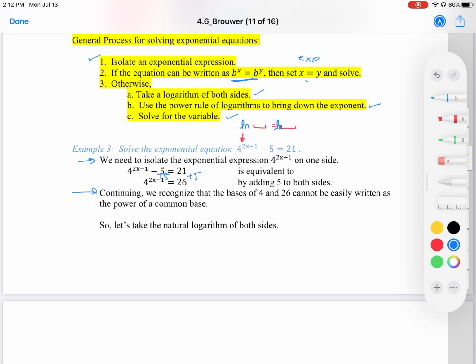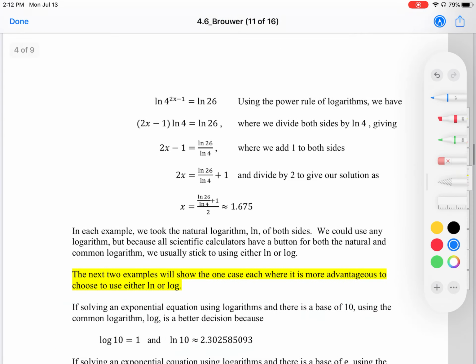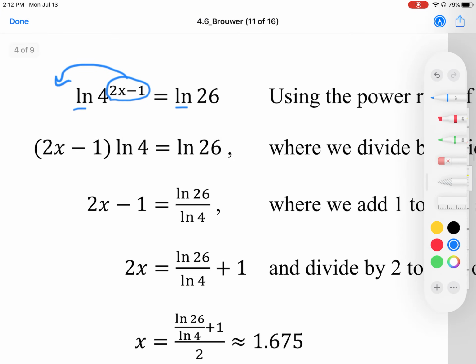Continuing, we recognize that 4 and 26 cannot be written as a power of a common base. So let's take the natural log of both sides. There we have it. That's our trick. We do so we can take our exponent, which contains our variable, and bring it down. All right, don't let all this writing fool you. If you're ever unsure, take a moment and think, hey, what are we trying to do? We're trying to get x by itself.